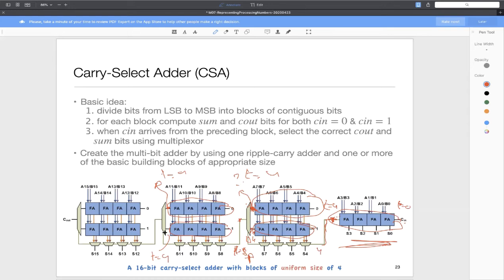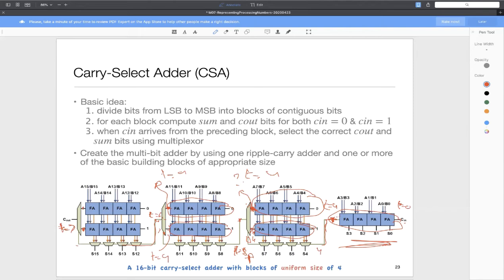This one, its inputs of this mux were ready at t equal to 4, but the correct carry in didn't come until t equal to 5. So this one will be at t equal to 6. Likewise, these were ready at t equal to 4, but the carry which is coming in arrives at t equal to 6. So this one will be at t equal to 7.